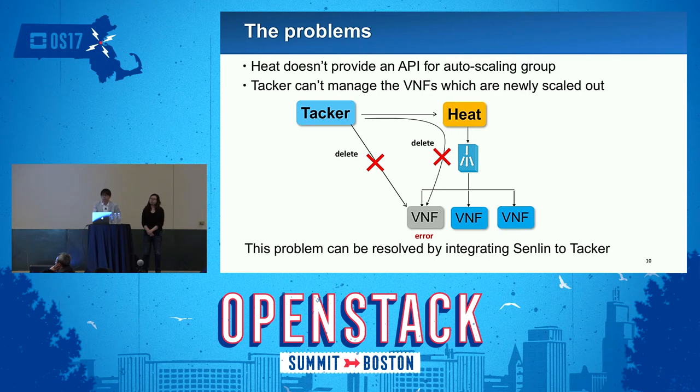But there is a problem, because heat doesn't provide an API for the auto scaling group, so Tacker can't manage the VNFs which are newly scaled out. That means if a VNF is newly scaled out and it goes into an error state, Tacker can't handle it. This problem can be resolved by integrating Senlin into Tacker.